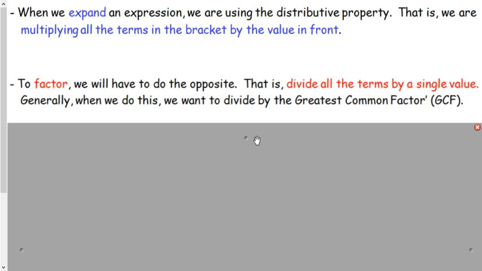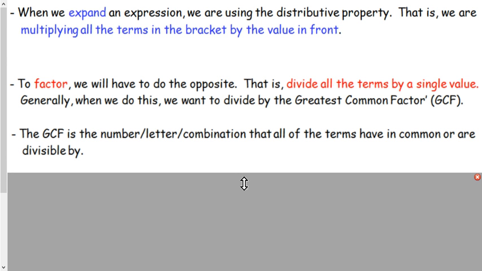Generally, when we do that, we want to find this thing called the greatest common factor. Now, you're probably used to finding the greatest common factor when there's just numbers involved. This is something you'll have done in the past. But what happens when there's variables involved like x, right? How do we find the greatest common factor involving that? Well, we're going to practice that right now. So for our greatest common factor, it's just the number, letter, or combination of the two that all of the terms inside the brackets have in common or are divisible by.